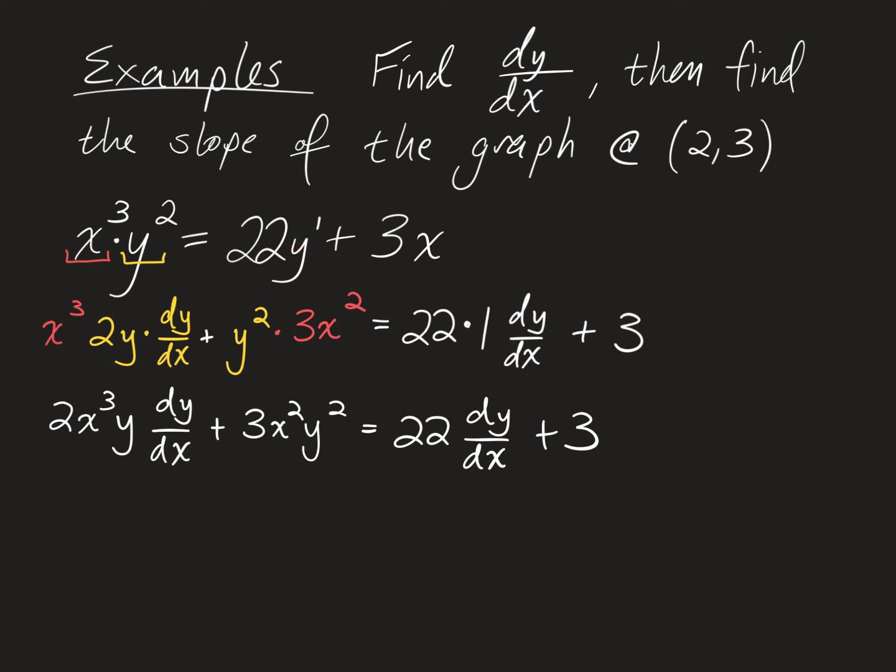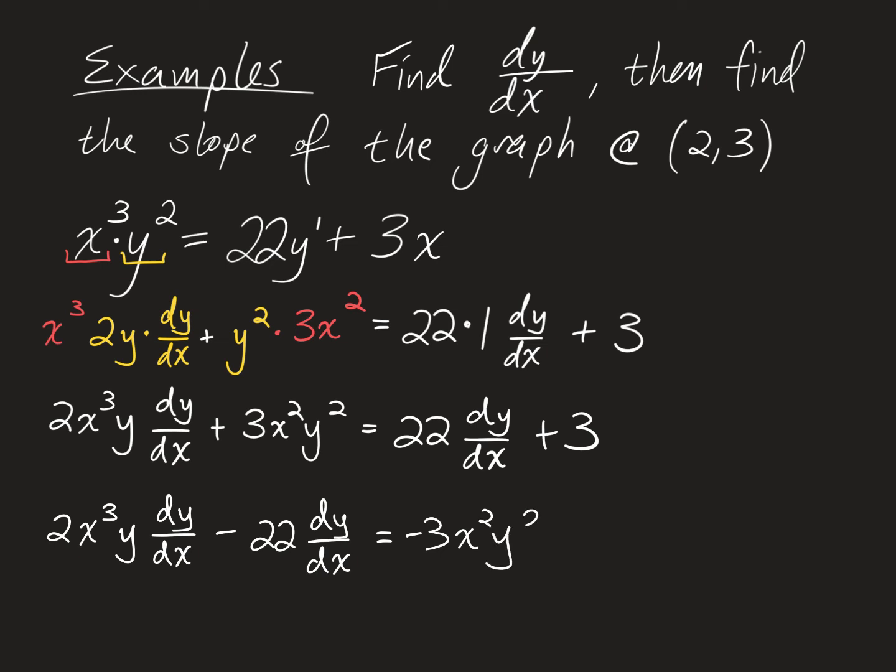All right, so on with the solving process. So we took the derivative, I cleaned it up so that the x's are first, the y's are second, the dy dx's are last. This is where we need to get all of the terms with dy dx on one side of the equation and all of the terms without dy dx on the other side of the equation. So we can do that by subtracting 22 dy dx from both sides and subtracting 3x squared y squared from both sides.